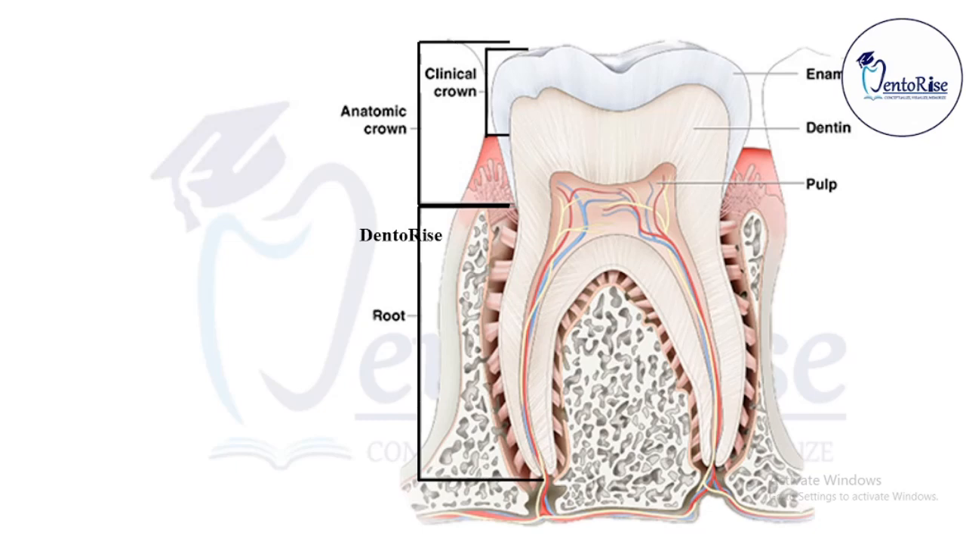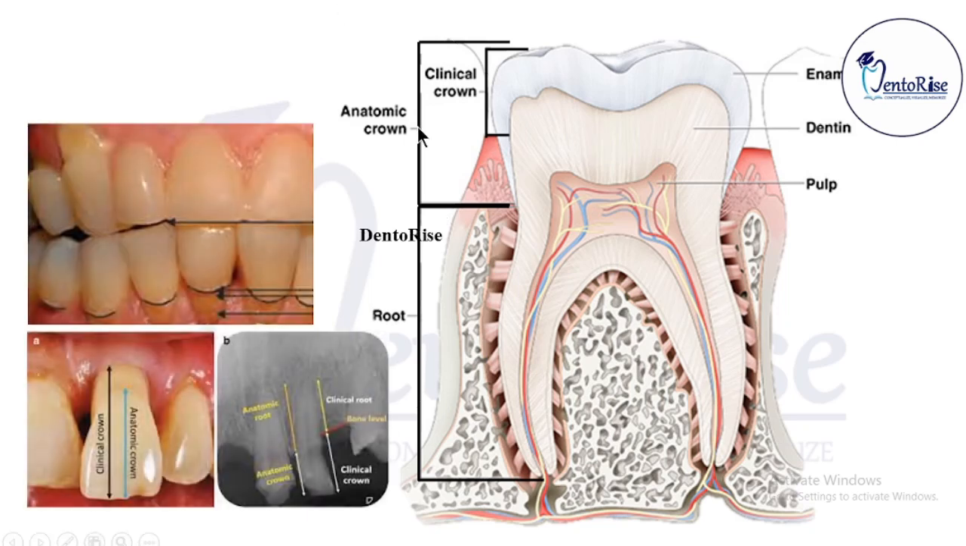This concept of active eruption and passive eruption distinguishes between the anatomical crown and clinical crown, and likewise anatomical root and clinical root. Let's understand these concepts in detail. Anatomical crown is that portion of the tooth which is covered by enamel. Likewise, anatomical root is that portion of the tooth which is covered by the cementum. This is according to the anatomy of the tooth.